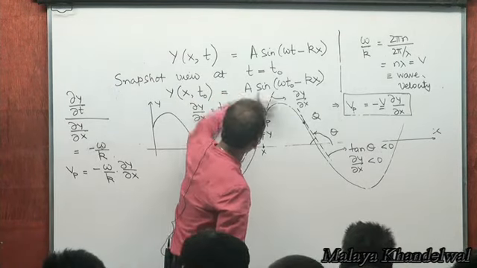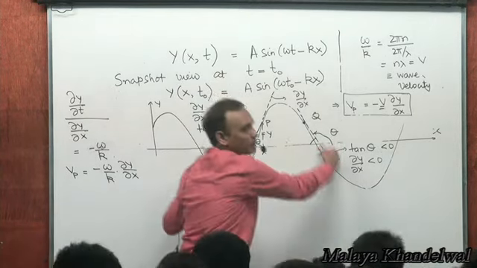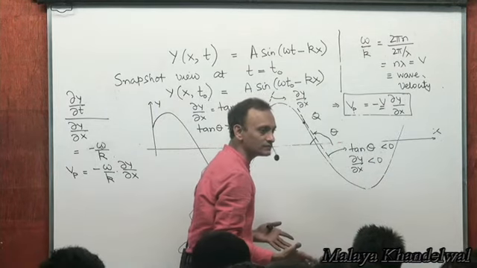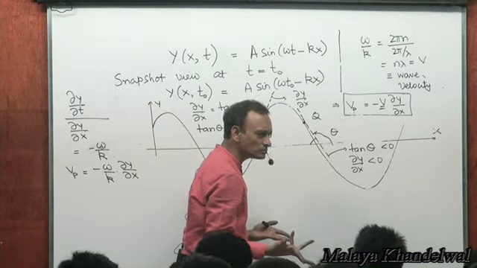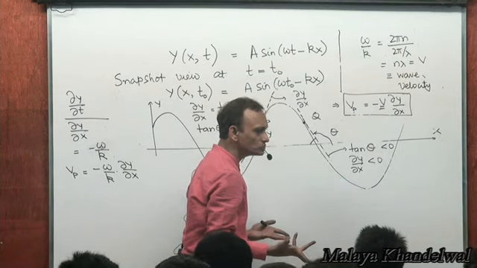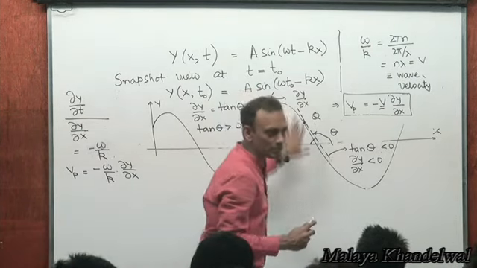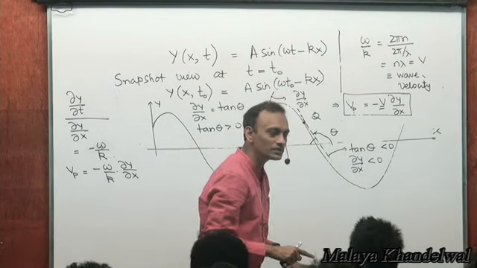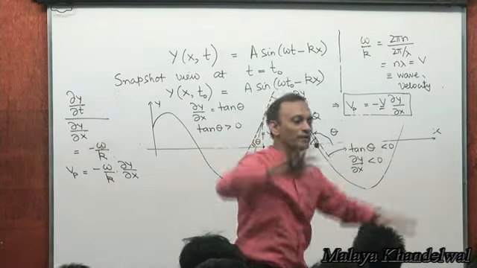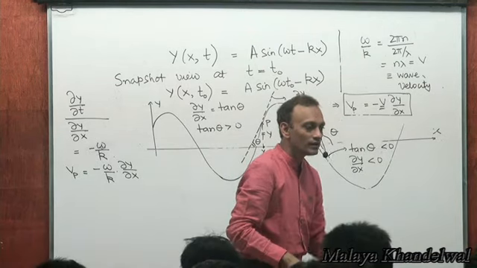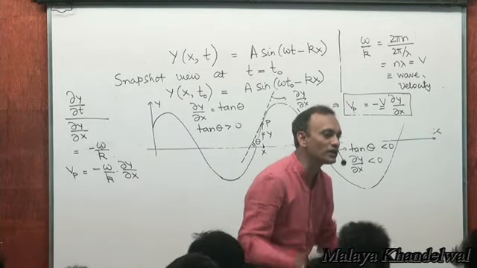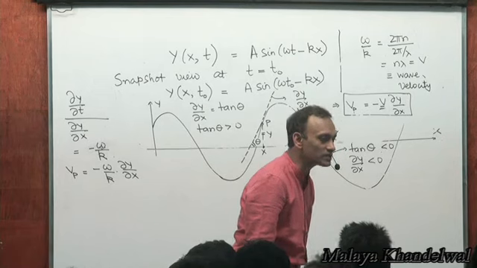No, particles are moving up and down. This is the position of various particles that lie on a sine curve. No, some particles will be moving up, some particles will be moving down. Why should all particles be moving up at the same instant of time? Or why should all particles be moving down at the same instant?